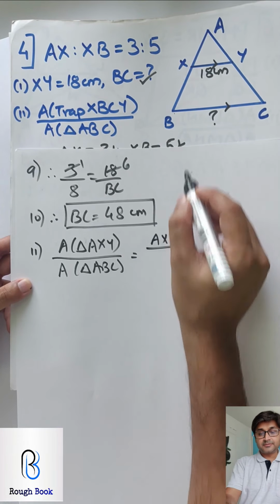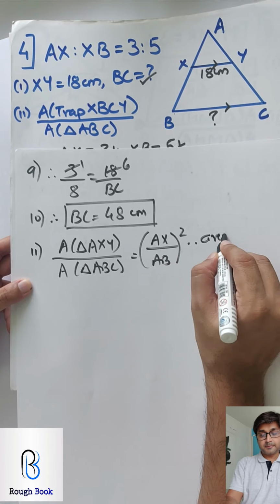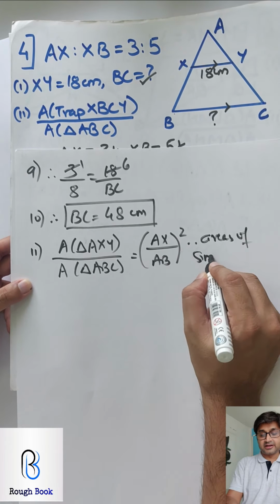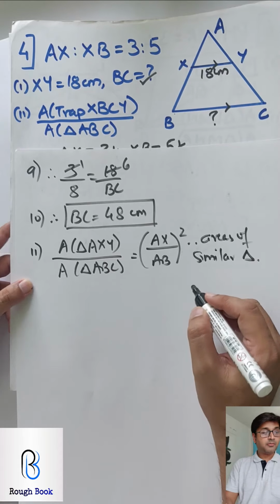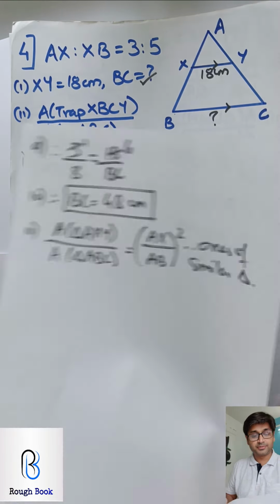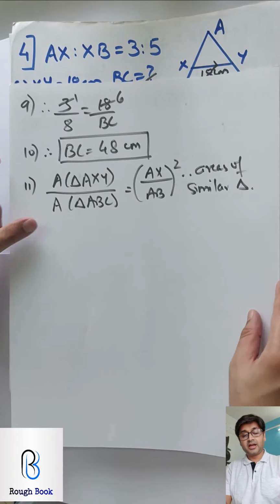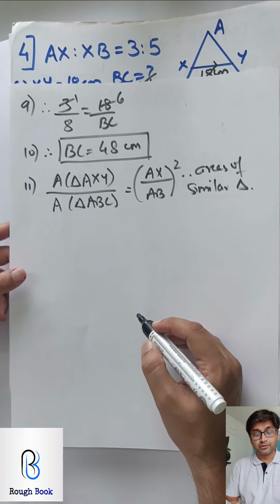AXY, so AX and AB for ABC square. Areas of similar triangles, I can use this directly. Why? Because I have already proved these two triangles similar here. Previously, we have already proved them similar. So since they are similar, I can use this directly. I don't need to now prove anything further.